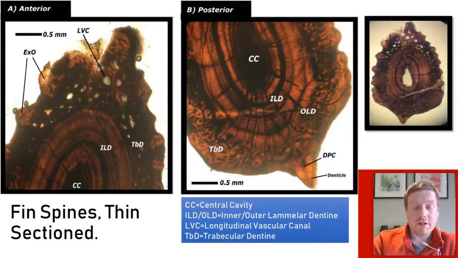I took my thin section from the tip of the spine specifically because this is the earliest part of the spine to form and is therefore the most developed. And in this part of the spine, we can see the full range of tissues present in hybodont spines, both the inner lamellar tissues, which enclose the central pulp cavity, and the structured trabecular dentine that forms outside of this.